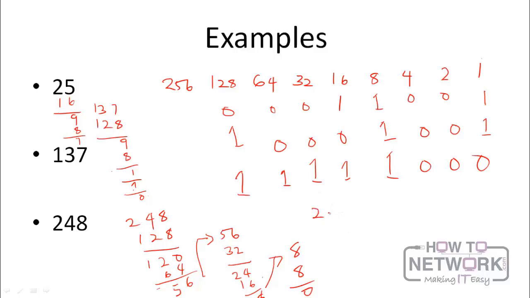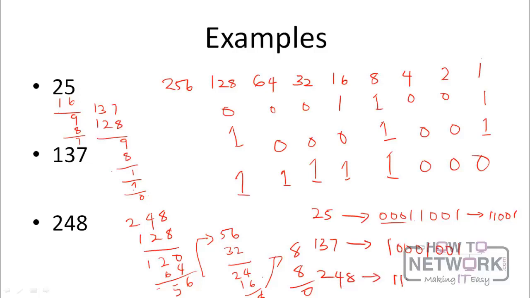So what that means is that for 25, we have 0, 0, 0, 1, 1, 0, 0, 1. Now, when I write like this, or you write it like this, 1, 1, 0, 0, 1, it doesn't matter because the leading zeros are not significant. For 137, the number is 1, 0, 0, 0, 1, 0, 0, 1. And for 248, we have 1, 1, 1, 1, 1, 0, 0, 0.